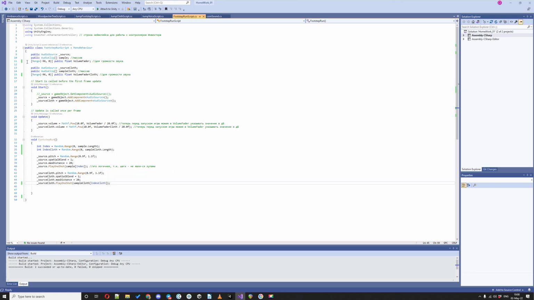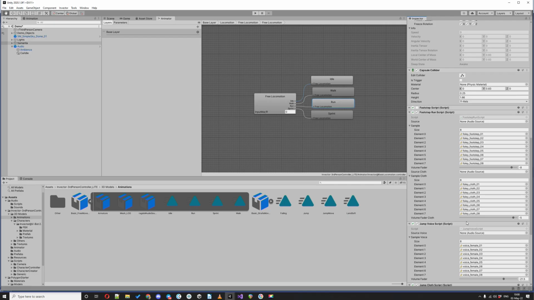Here I added volume faders using the script to make it easier to adjust the volume of steps and clothes. Both for steps and for clothes, samples are randomly selected from arrays. In addition, the pitch of each sample changes inside the script.